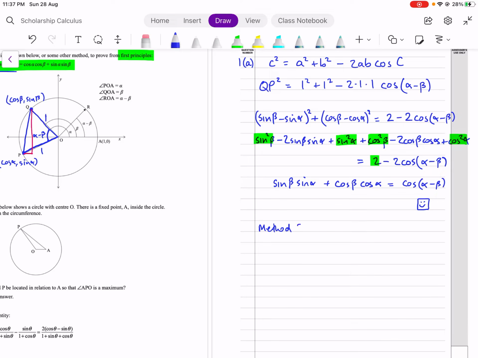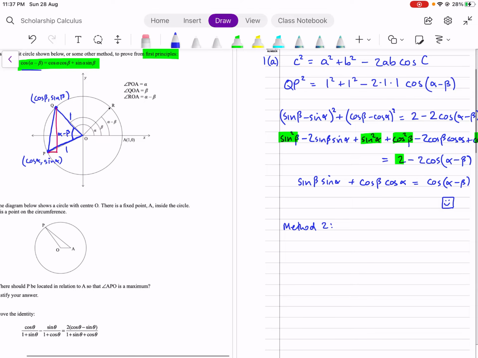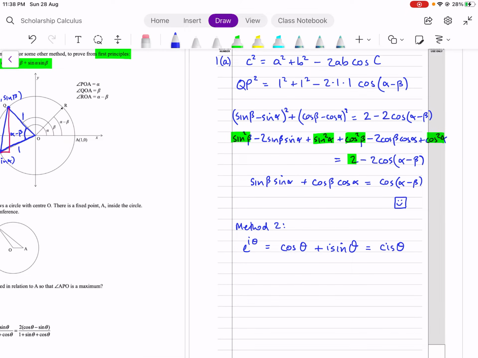Method 2, I actually stole this from one of my students who did this exam, and they talked about complex numbers. So if you've studied complex numbers at scholarship level, you might have seen this relationship here: e to the i theta is cos theta plus i sine theta, which we know in NCEA maths to be cis theta. E to the i theta is another way of writing that. It's called Euler's form, polar form.